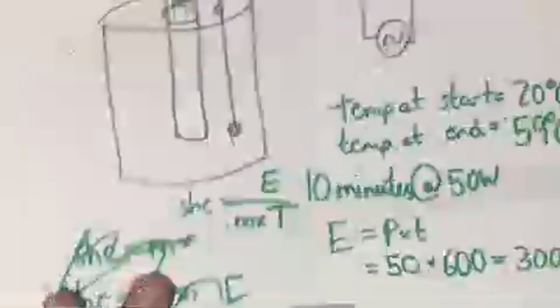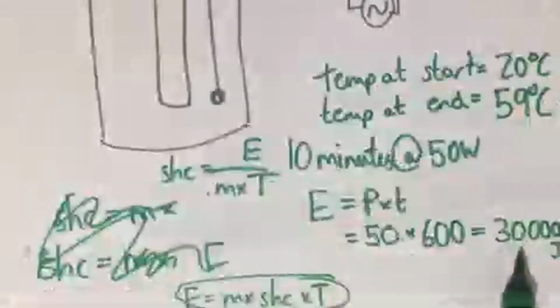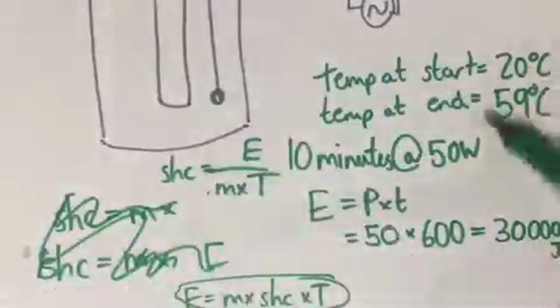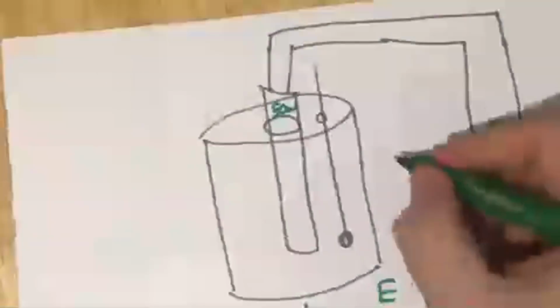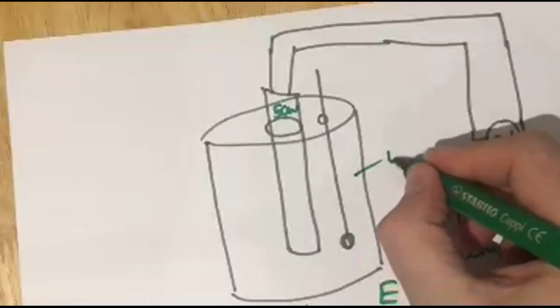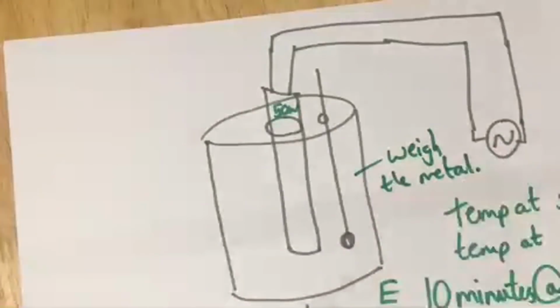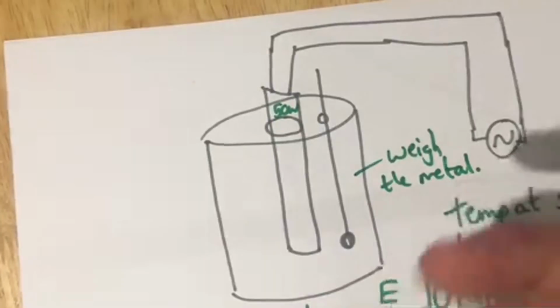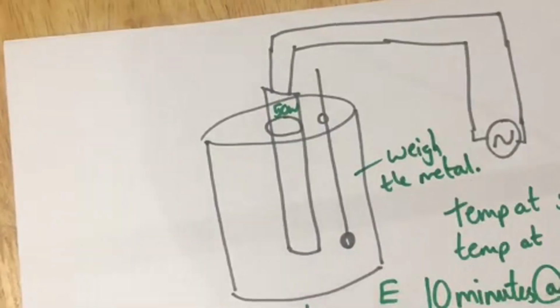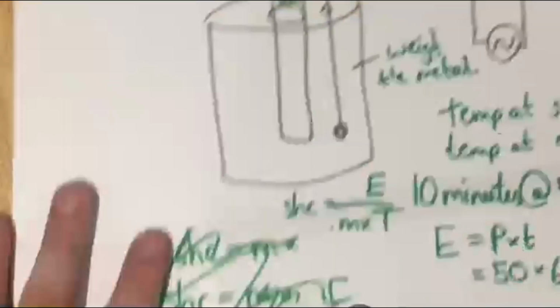So we can use that and we can calculate it. Say I use 30,000 joules. You also need to, that's one thing I missed, weigh the metal, because then you know how much you're heating up. The mass is usually 1 kilogram, and then you can work it out.